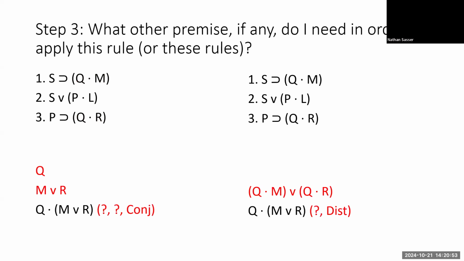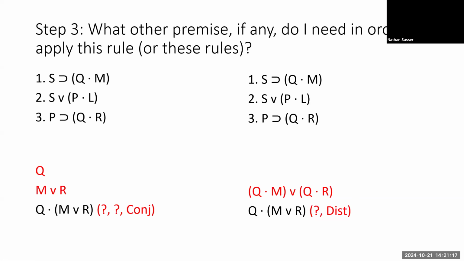So we've got 2 possibilities we can go down. One is if we use the conjunction rule, then we're going to need a premise that says Q and a premise that says M or R. And we're going to put those together with the conjunction rule. If we use the distribution rule, we're just going to need one premise. And it's a premise that says either Q and M or Q and R.